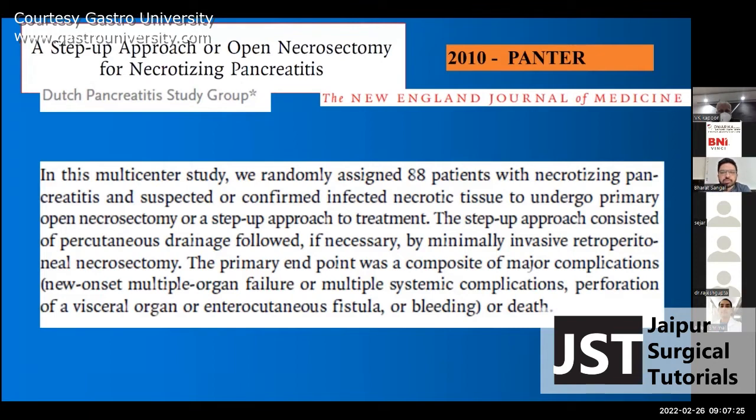This was published in 2010. It was called the PANTER trial, in the New England Journal of Medicine. In this, the step-up approach was compared to open necrosectomy, in which the step-up approach consisted of percutaneous drainage, followed by minimally invasive retroperitoneal necrosectomy if needed. The primary endpoint was a composite of major complications, including MODS, other complications such as perforation of visceral organs, enterocutaneous fistula, bleeding, or death.